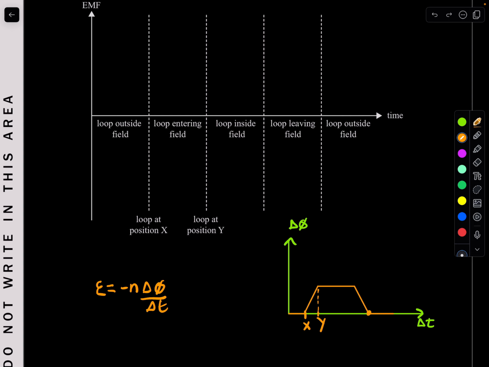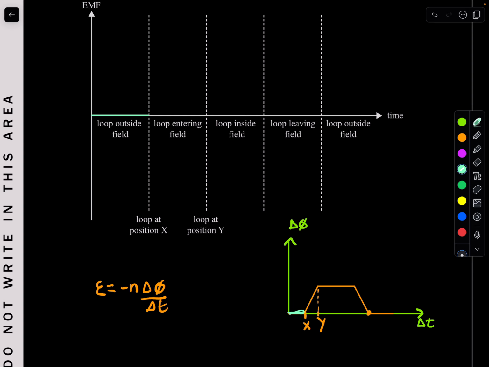So of the line. For example, have a look at this part here. We can see that it is constant. The gradient is 0. It's just a constant value. So the gradient here is 0. So imagine if the gradient is 0, if you put 0 here, your EMF is going to be also 0. So we're going to have a straight line from here to here while the loop is outside.